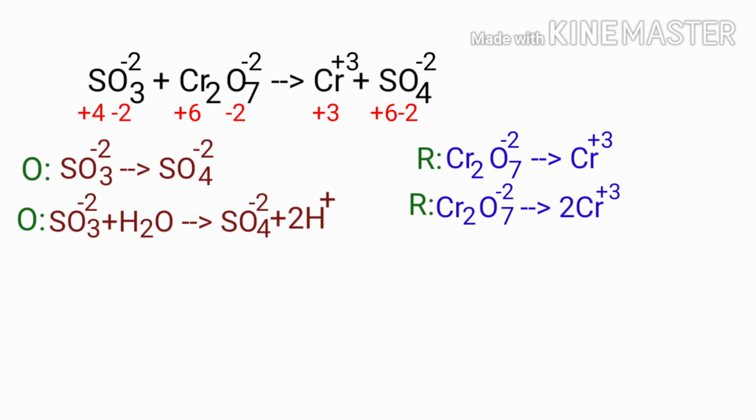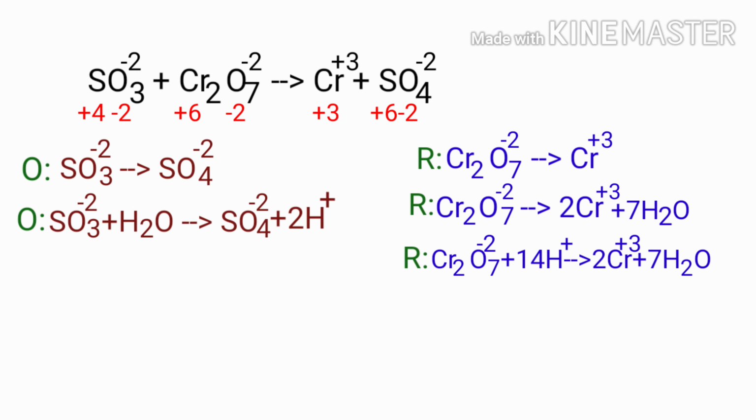Now you can balance the oxygen atoms. To do this, you can produce water molecules. Now you can balance the hydrogen atoms. To do this, you can produce H+ ions. The number of atoms in the reduction half reaction is balanced.